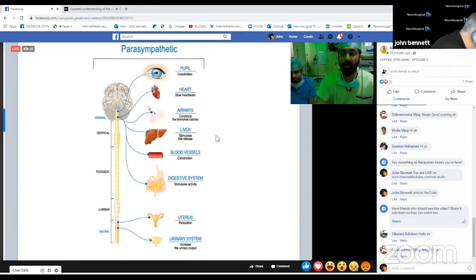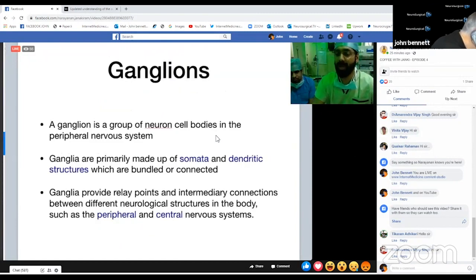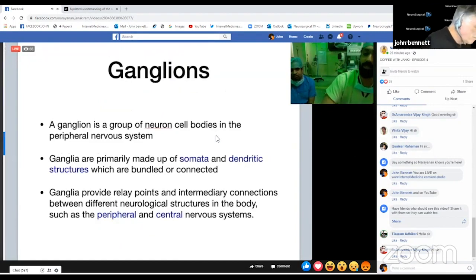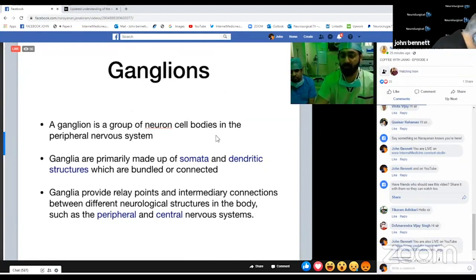Okay, so here we are. I'm now going to go for the ganglions. So this is what we are going to discuss today, the ganglions, the parasympathetic ganglions of head and neck. A ganglion is a group of neuron cell bodies in the peripheral nervous system. The ganglia are primarily made up of somata and dendritic structures which are bundled or connected. So you have a bundle of nerves which are connected, and that is a ganglia.